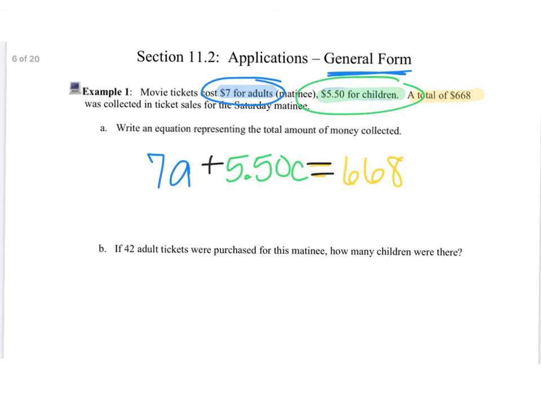So if we know this, if we can create this equation, we can use this equation to figure out, well, if a certain number of one was sold, how many of the other? Or what if we sold this many of one, how many of the other would we be able to sell? So you can really kind of evaluate it for any number of things.